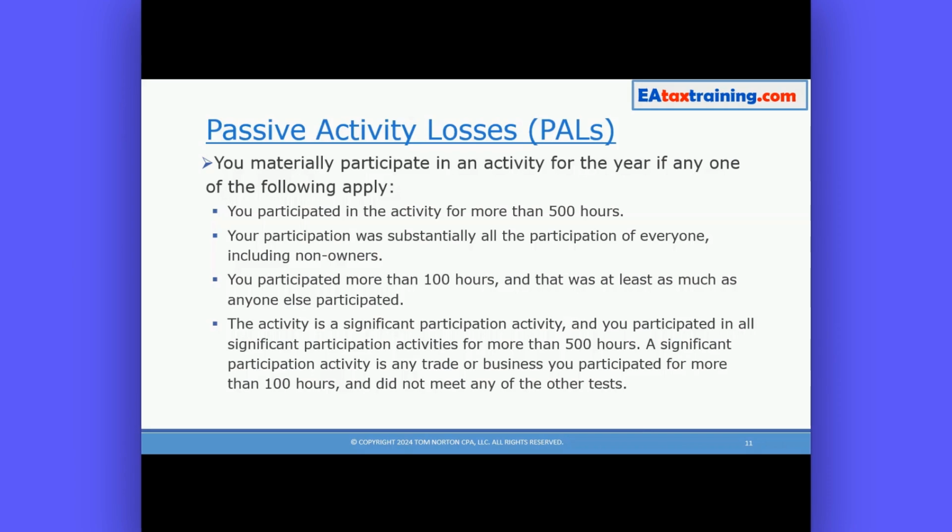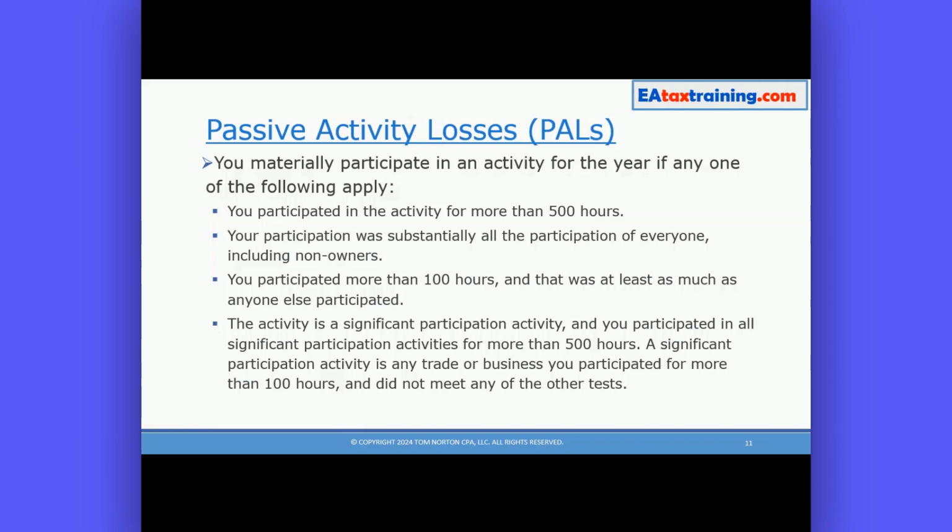So what's a significant participation activity? It's any trade or business in which you participated for more than 100 hours and you did not meet any of the other tests. So let's say you've got several businesses that you work in. Let's say you've got 3 different businesses that you work in, and you put more than 100 hours into each of those businesses. So let's say one of those businesses you put in 150 hours, and the other 2 businesses you put in 200 hours each.